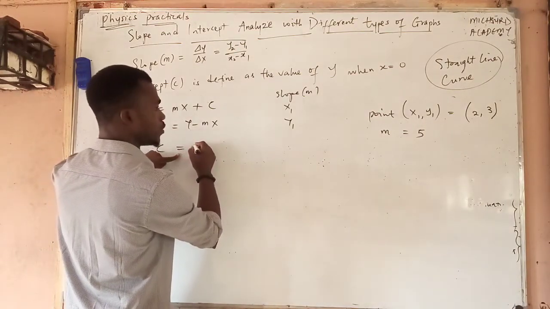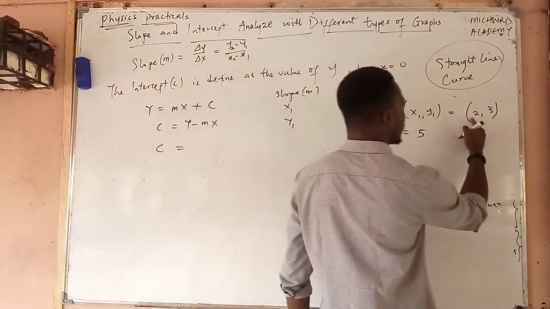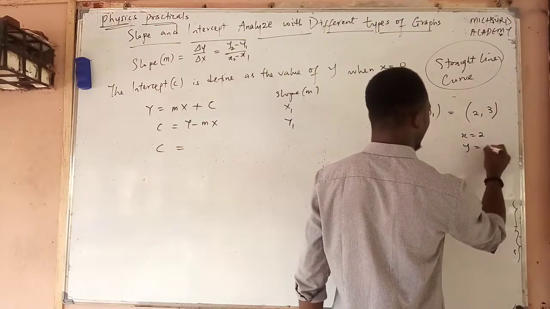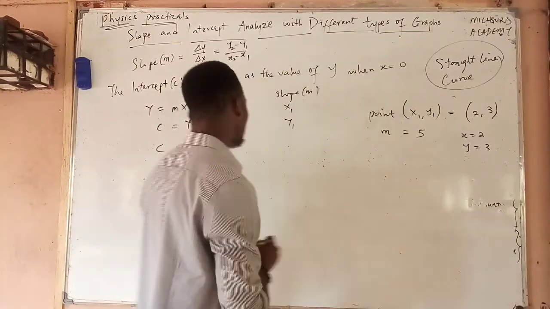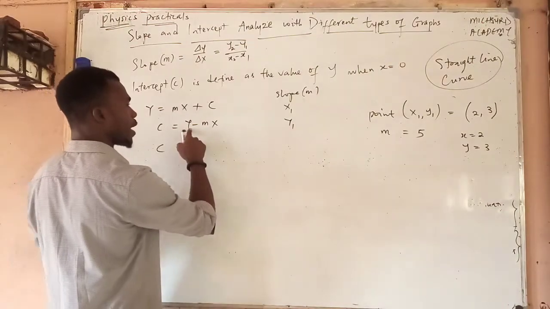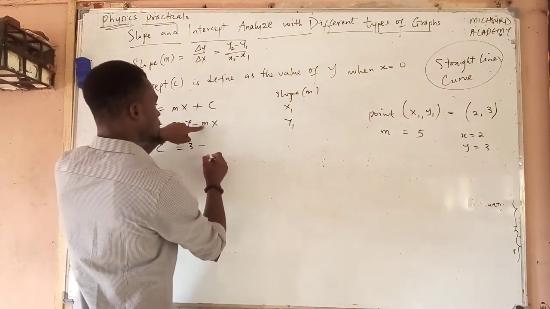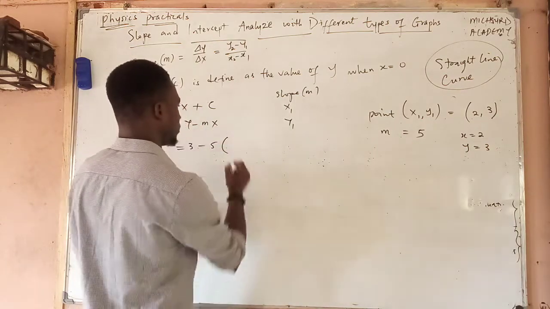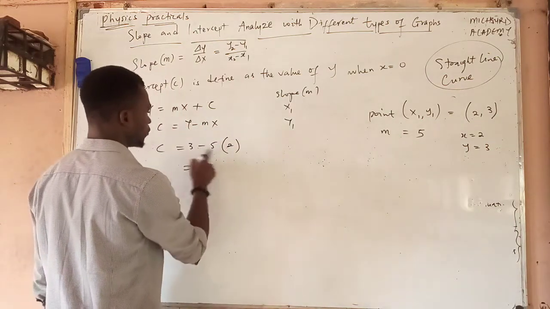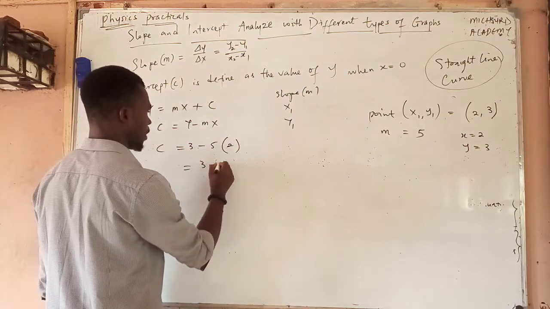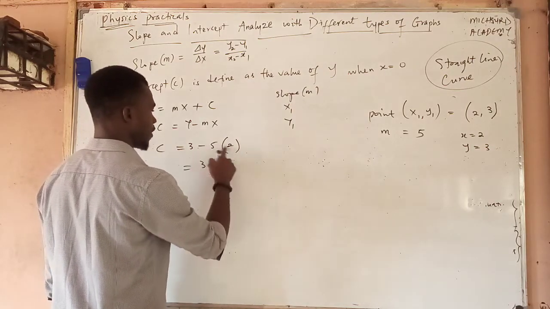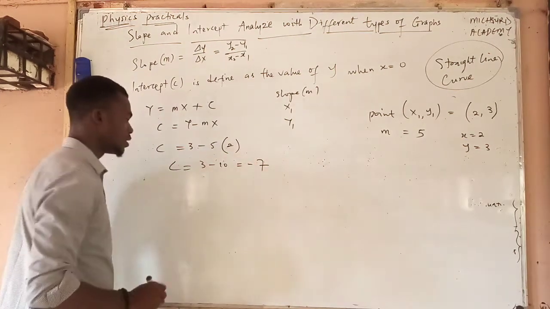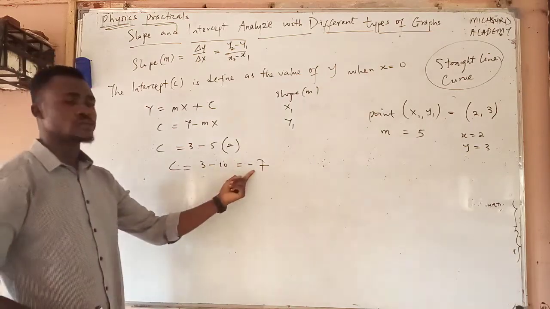y minus mx. From here, if you compare, you see that your x is equal to 2 and your y is equal to 3. So here we are going to have c equal to 3 minus our slope, which is 5, right? Then x is 2. So if you do this, it will be 3 minus 10, that is 5 times 2 is 10. Then this will give us minus 7. So our intercept is equal to minus 7.